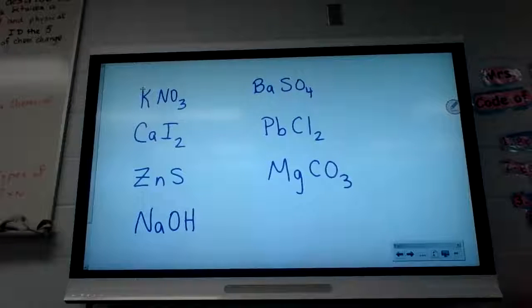Anything that is soluble is AQ. Anything insoluble is AG, not AQ.